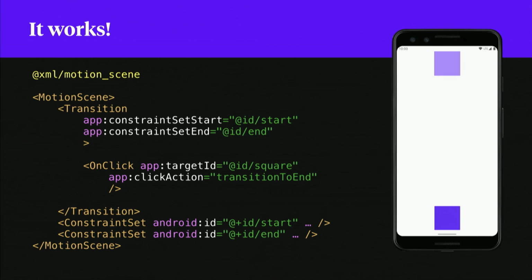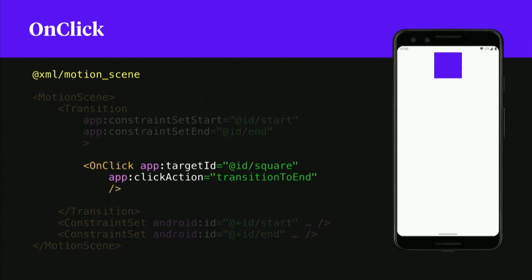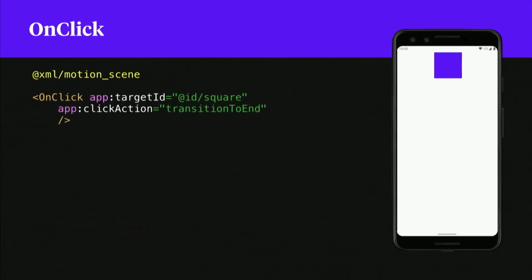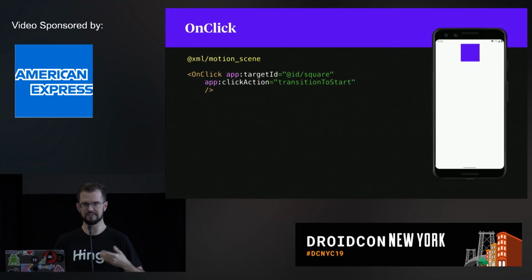Cool. This is also still very boring, so let's make something more complex. Back to onClick for a quick second. I just want to explore the other options that are there. If you look at this, it says transition to end. Well, can I do transition to start? Yes, you can. But in this case, because we just started at the start transition, if you click this, it will run and do nothing because we're already at the start.